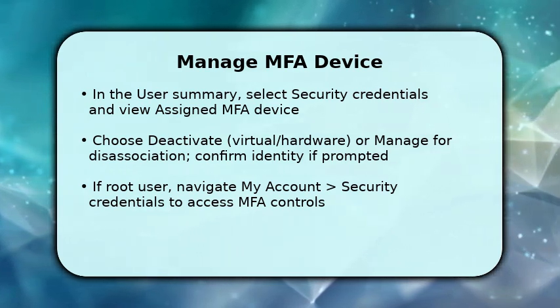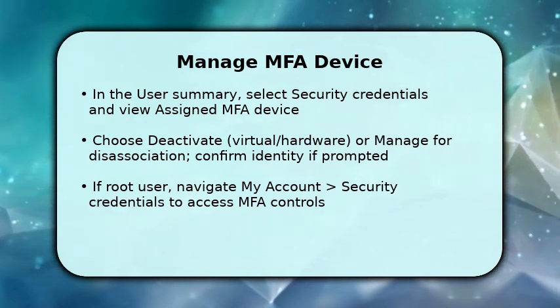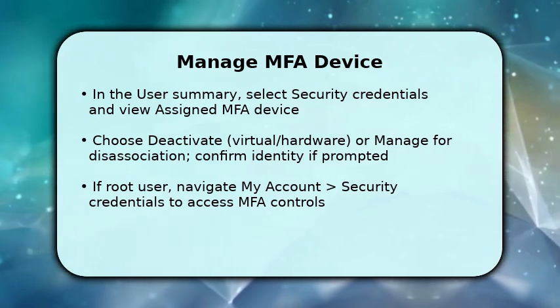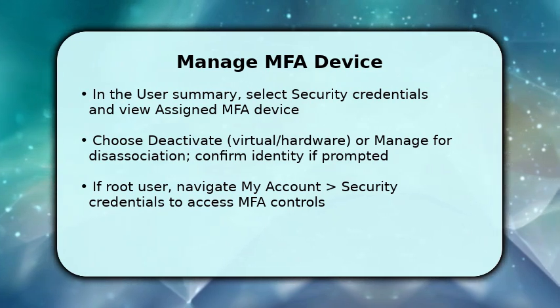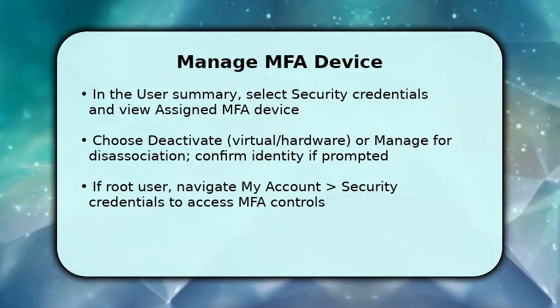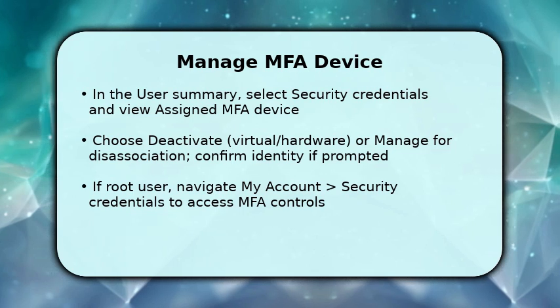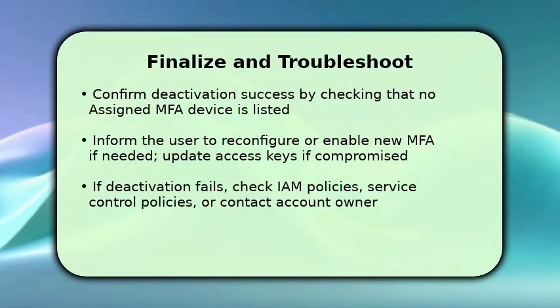AWS may prompt for your current credentials again to confirm the operation. This prevents accidental removal. If it's a root account, go through My Account then Security Credentials instead. You're removing the binding, so the next sign-in won't require the second factor, which is why confirmation and proper permissions matter. Finally, verify that the assigned MFA device list is empty for that user.